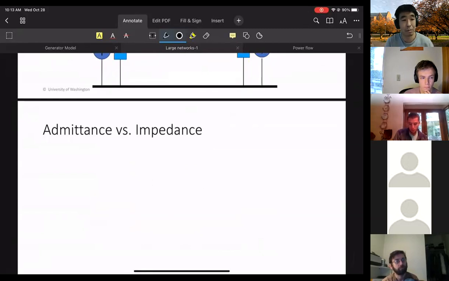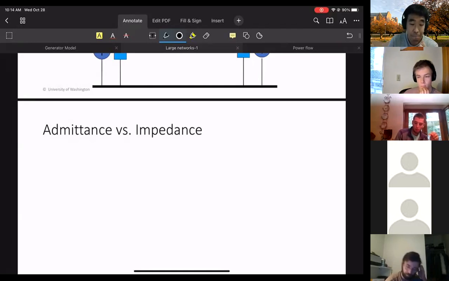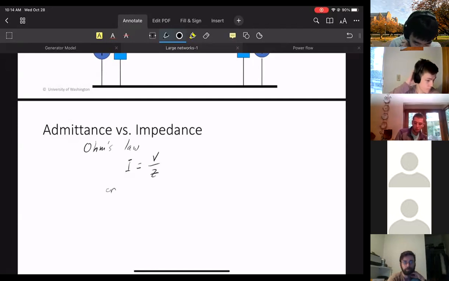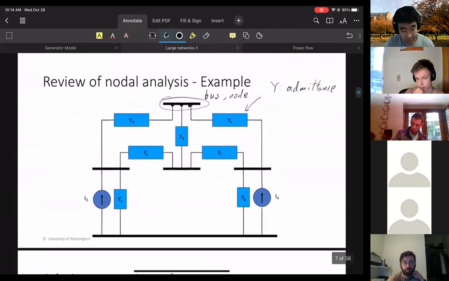Everything we'll do now has this Y bus matrix, and when you talk about large systems, you rarely see Z. The reason, as the chat said, is that we care about multiplication instead of division, and this turns out to be useful. If you look at Ohm's law, I is V over Z, or, sorry, other way, I is Y times V. We call Y 1 over Z. The nice thing is, if you look at this circuit, are the buses in parallel or are they in series?